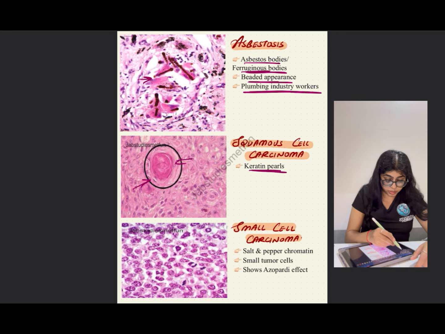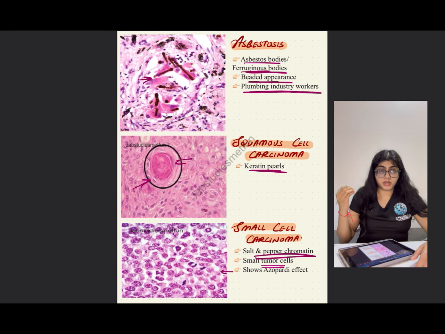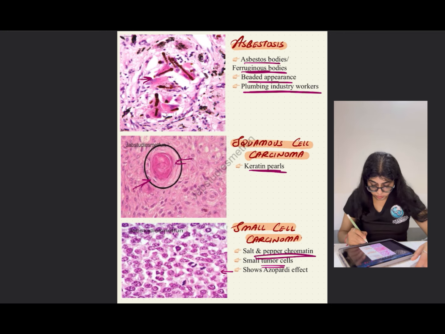Small cell carcinoma. In small cell carcinoma, there is a characteristic appearance of salt and pepper chromatin, in which you can see small tumor cells, which looks like someone has sprinkled some salt and pepper, as you do on a dish, inside the chromatin of the small tumor cells. It shows azzopardi effect.